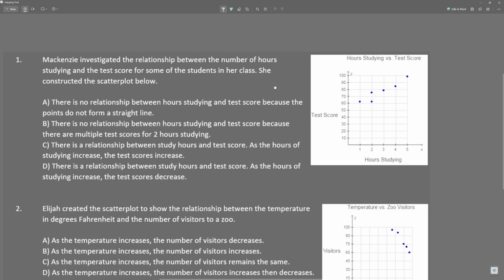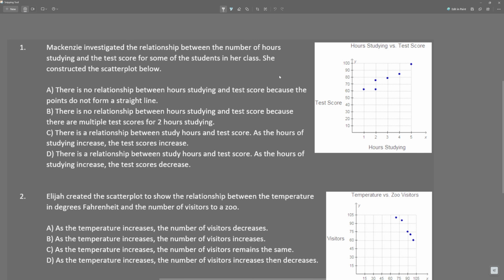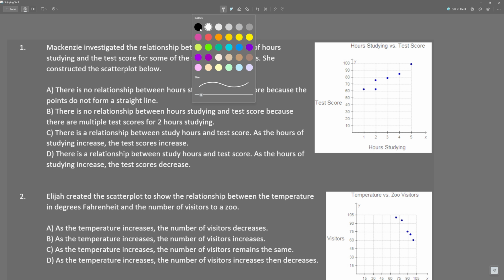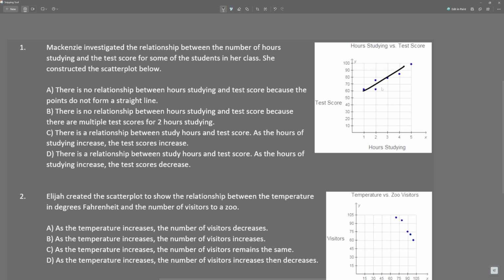So, number one, it's saying that this person investigated a relationship between the number of hours spent studying and the test score for some of the students in her class. She constructed this scatter plot below. And what you can see in this scatter plot is there's obviously what we would call a positive correlation. So I can very sloppily sketch the trend line there. It's just a sketch, right? But we can clearly see that there is a relationship, right? That we would say that there's a positive relationship, in fact.